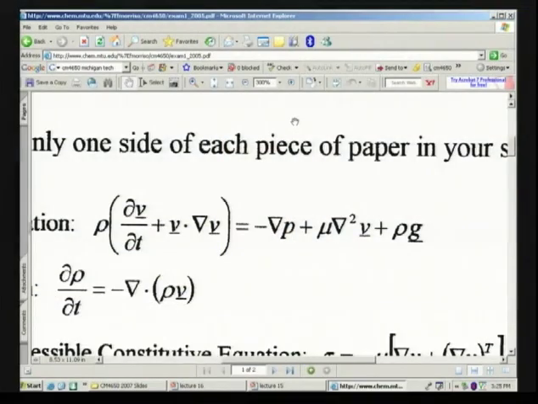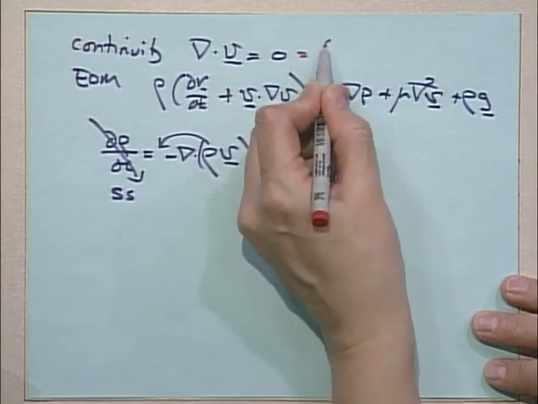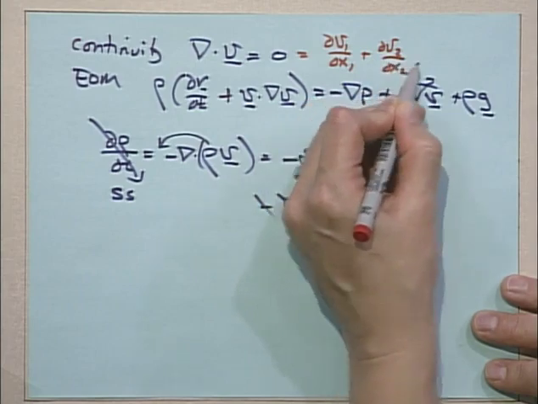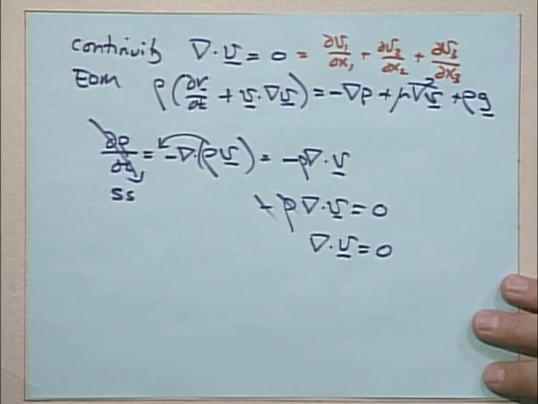Up close and personal on the Navier-Stokes equation. Now what? Well, we know what del dot V is from just doing it. What is it? It's d/dx1 dv1 dx1 plus dv2 dx2, dv3 dx3. All right.